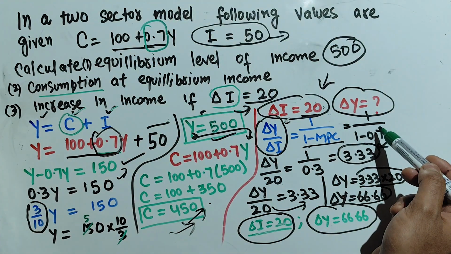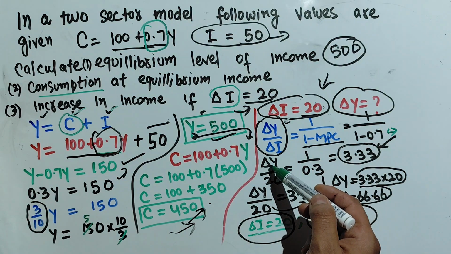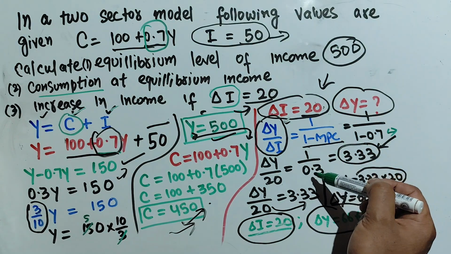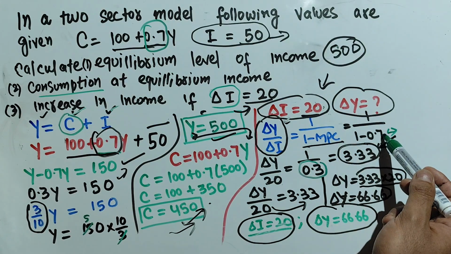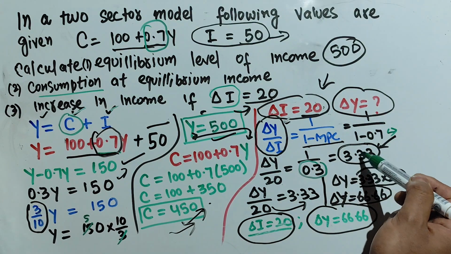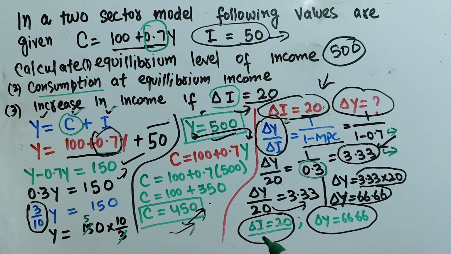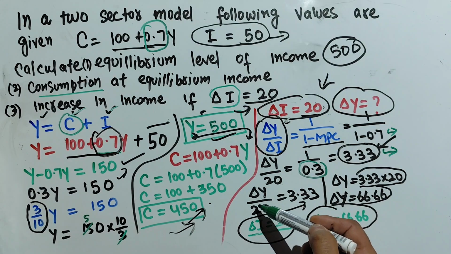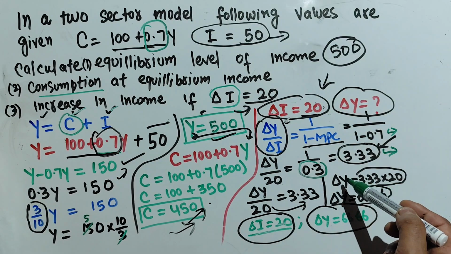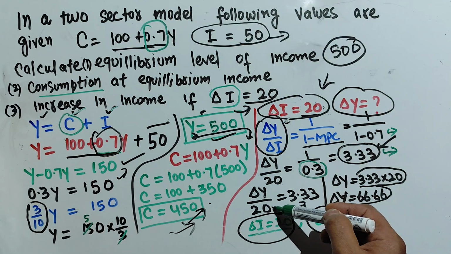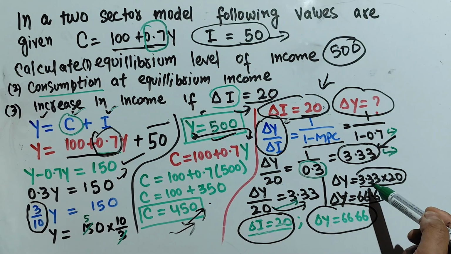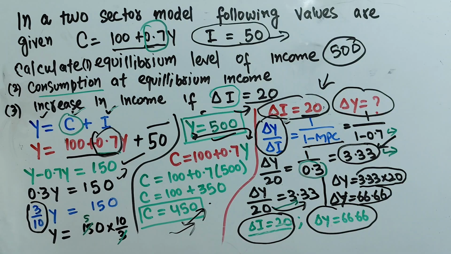So we have 1 upon 1 minus 0.7, that is the multiplier, and the change in investment is given as 20. This will be equal to 1 divided by 0.3. Subtracting 0.7 from 1, we get 0.3. So 1 divided by 0.3 comes out to be 3.33. This is our investment multiplier, which implies change in income divided by 20, which is the change in investment, will be equal to 3.33. That gives us the change in income, transposing this 20, it will get multiplied. So the change in income will be equal to 3.33 into 20, which comes out to be 66.66 here.